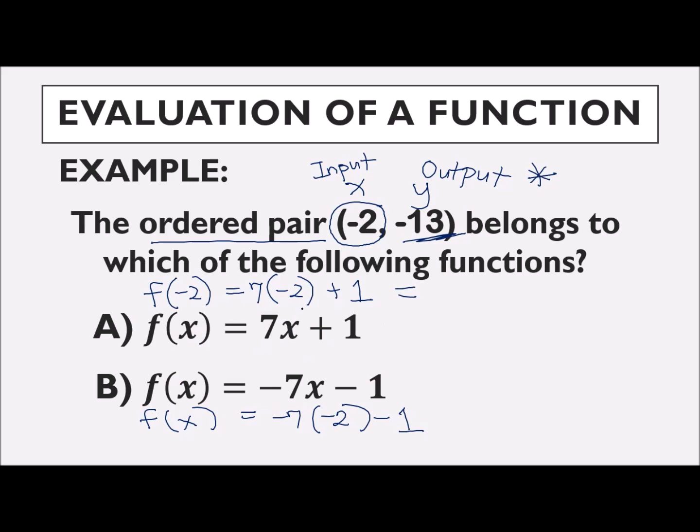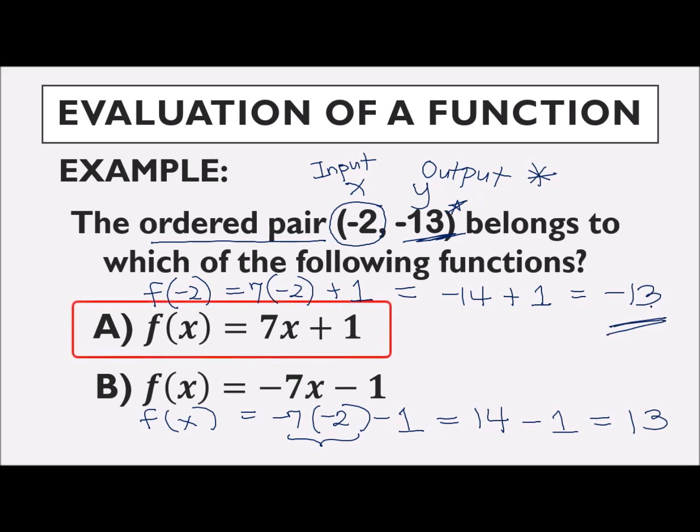7 times negative 2 is negative 14. And then plus 1, the answer here is negative 13. Let's try another one. Negative 7 times negative 2, the answer here is 14. Remember that negative times negative is a positive. And then minus 1. So 14 minus 1, the answer here is 13. Ulit, ang goal natin ay makakuha ng negative 13. So, ibig sabihin, nakuha natin yon sa letter A. So, which gives us that the final answer here is letter A.